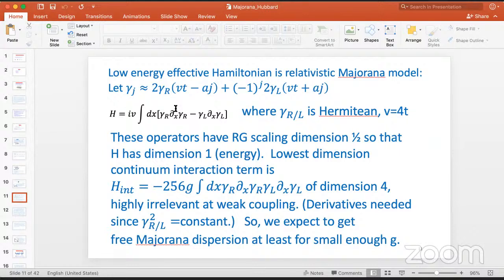And the lowest dimension continuum interaction is this. So it's minus 256g integral dx gamma right, gamma left, dx gamma left. So we have to have these derivatives here because gamma right squared is a constant. And this is dimension 4. So it's highly irrelevant at weak coupling. But it turns out that if the interactions get strong enough, eventually this will become relevant. So we expect to get free Majorana dispersion, at least for small enough g.